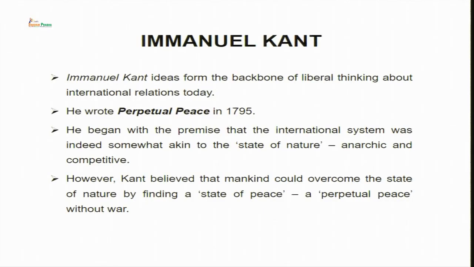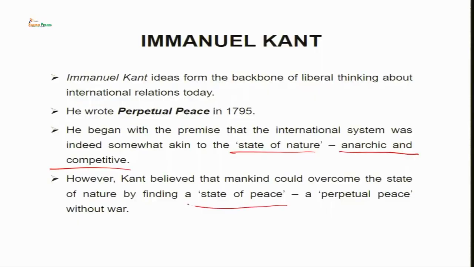He wrote Perpetual Peace in 1795, and in that work he begins with the premise that the international system was indeed somewhat akin to a state of nature. And what is that state of nature? Anarchic and competitive. So, what is pre-given to us is a state of nature which is anarchic and competitive. He doesn't claim that we have received a state of nature which is very peaceful. But mankind has the power to overcome this state of nature. And how can we overcome it? By finding a state of peace, that is a perpetual peace without war.